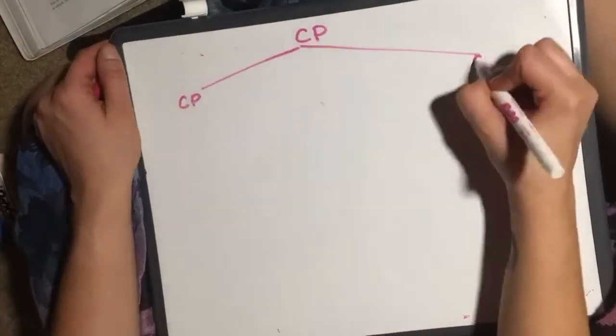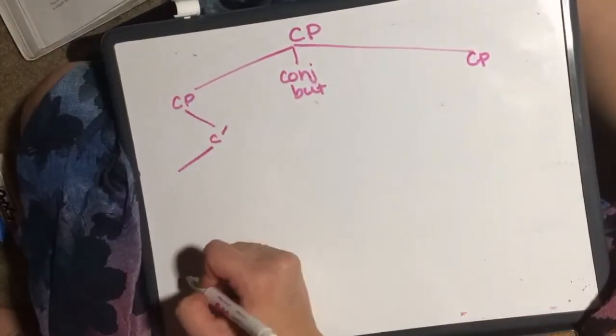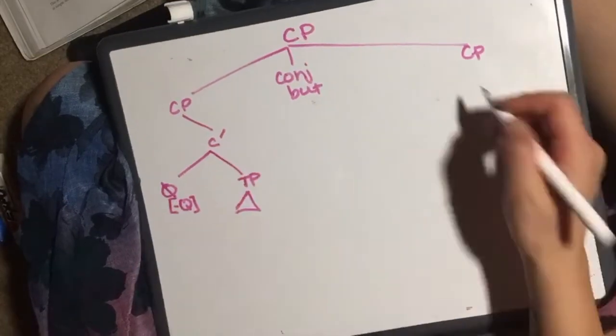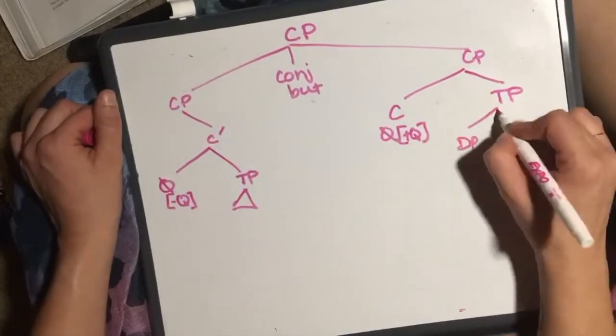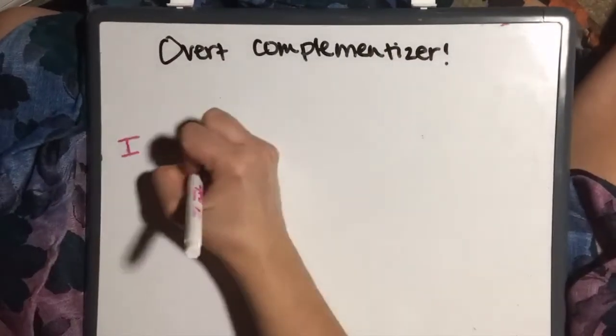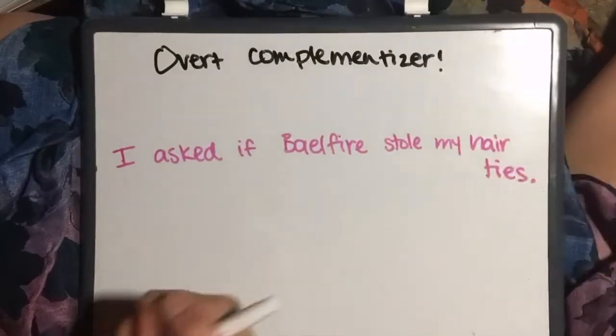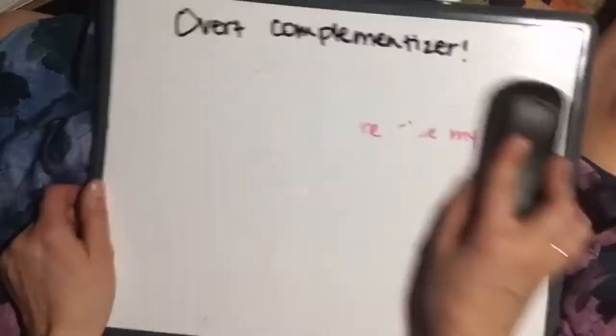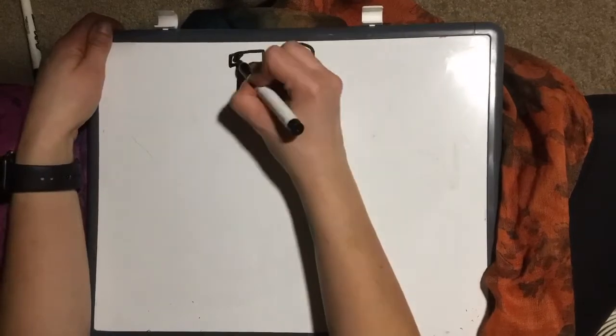So if a phrase with a complementizer or a null complementizer can be conjoined with another phrase, doesn't that mean that that phrase also has a null complementizer? More evidence is the overt complementizer if that can be found when you embed a question in another clause. I asked if Bellfire stole my hair ties.